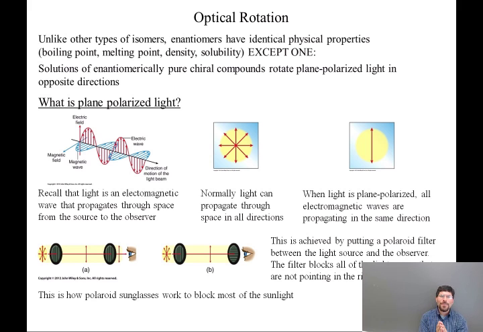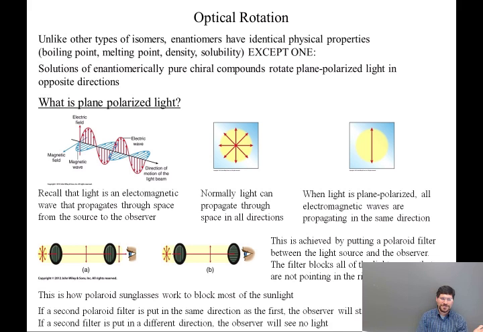This is actually how Polaroid sunglasses work, to block most of the sunlight that's coming from the sun and hitting your eyes. If it only allows the light waves that are propagating straight up and down to get through, that blocks out most of the light waves and helps to serve as sunglasses.